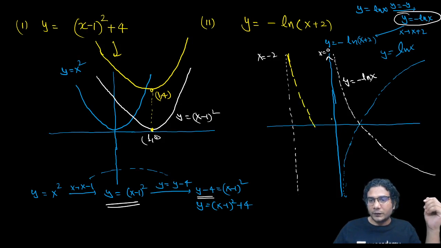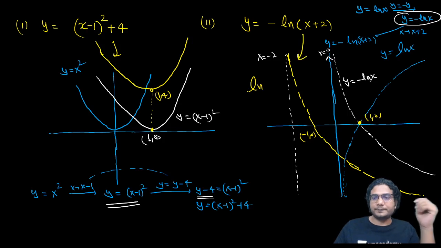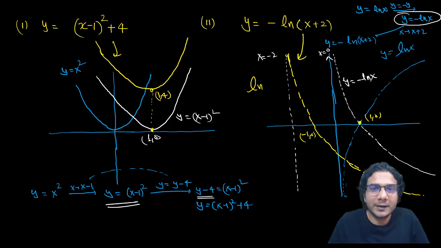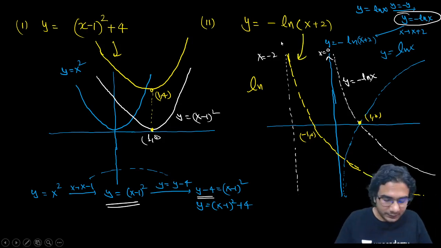This point, which was 1 comma 0, will now become minus 1 comma 0, and it will go parallel to this, like this. So here is the final graph of minus ln of x plus 2. I hope you have got it. Okay, so this is the final output.